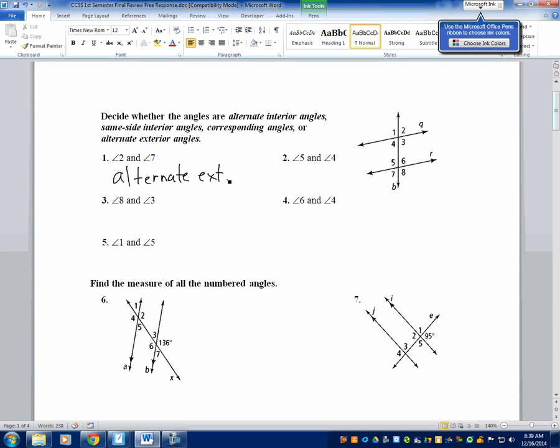And what about on number 2, 5 and 4? What kind of angles are 5 and 4? They're same side of the transversal, that's right. And are they exterior or interior? Interior. So we call these same side interior.